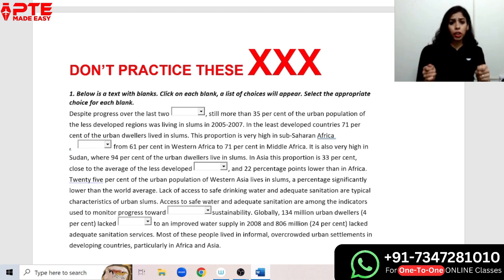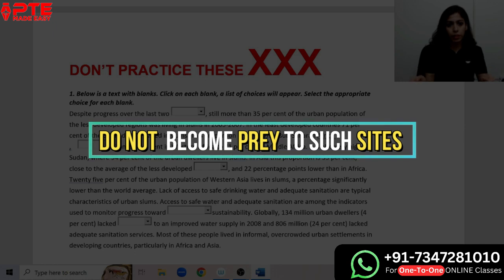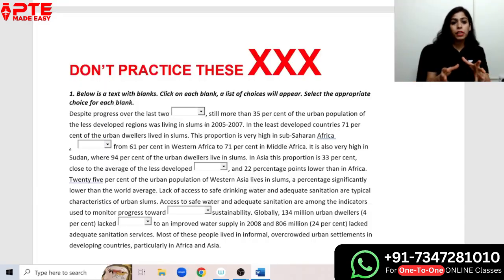There are so many questions out there for which you do not get the authentic study material. You are simply practicing from random websites, and there the exam material is not as per the exam pattern or as per the standards of the Pearson test. So I would suggest you not to become prey of such websites.